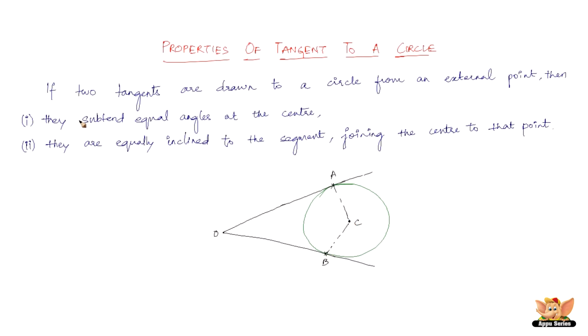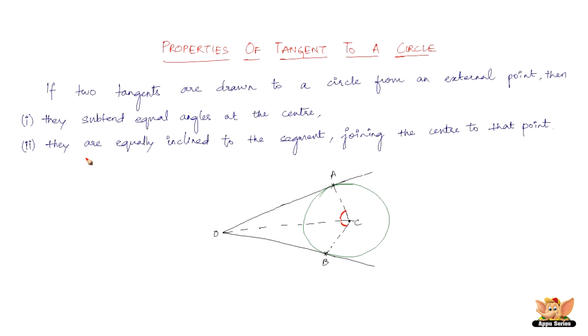Right, so the first one is if two tangents are drawn to a circle from an external point. We've done that part. Next is what? They subtend equal angles at the center. So let us first join O and C. They subtend equal angles at the center. Center of what? Center of the circle. So here it is. These two angles will be equal. That is, OCA and OCB will be equal.